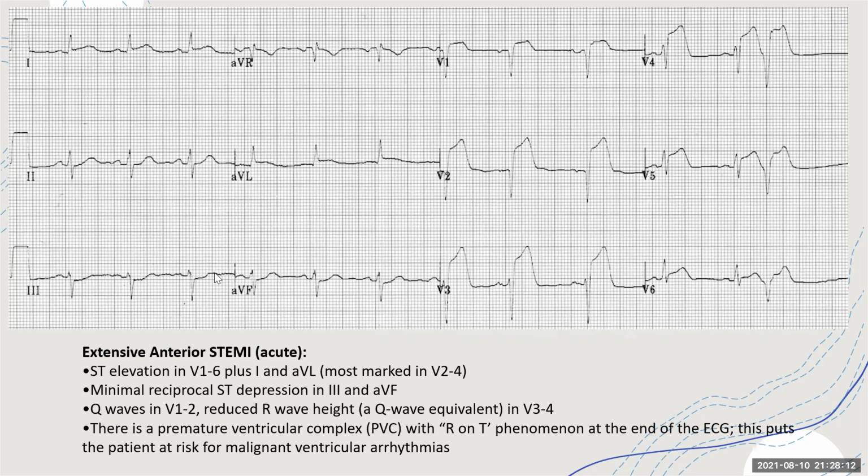So if ST depression is there in lead 3 and lead AVF, that is called a reciprocal change, and that can also be seen in anterior wall MI. So in anterior wall MI, you will see ST elevation in V1 to V6, but you can also see ST depression, reciprocal change in lead 3 and lead AVF, and that is called anterior wall MI. For your knowledge point of view, you can just think about this one.